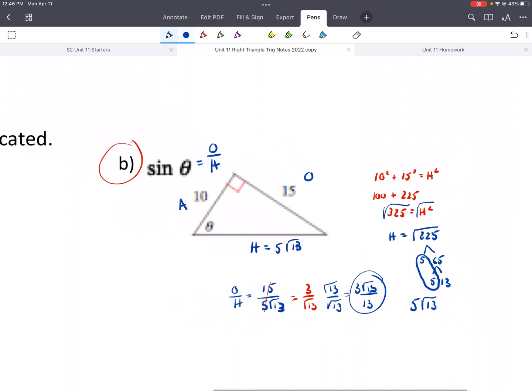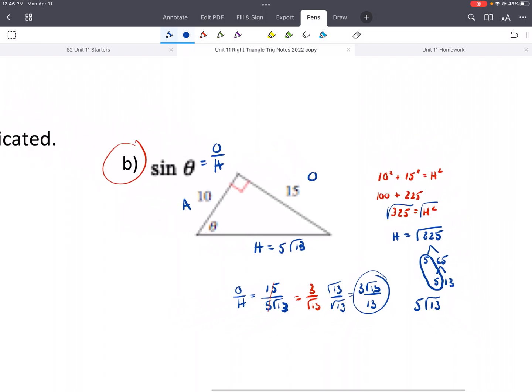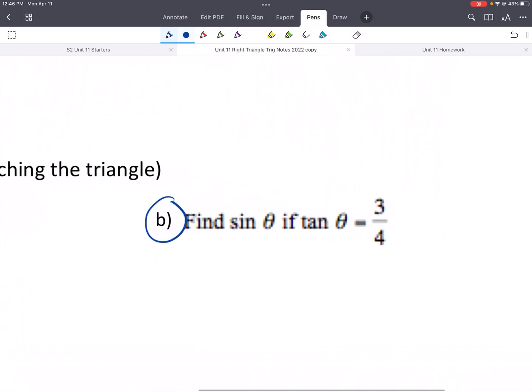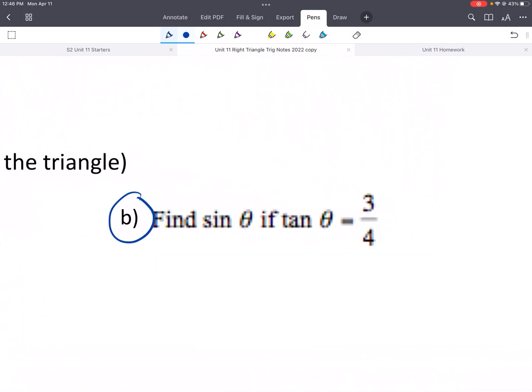All right. So that's probably the hardest that can get, is maybe you need to rationalize it. Maybe you need to simplify the root. Okay. And then the last thing that you're going to run into, and maybe something like this on the test, is something like this. They want us to find the ratio for sine of theta. Well, that's O over H. If tangent of theta is equal to 3/4, we know that tangent is TOA, that's opposite over adjacent. So basically we know what O and what A is.